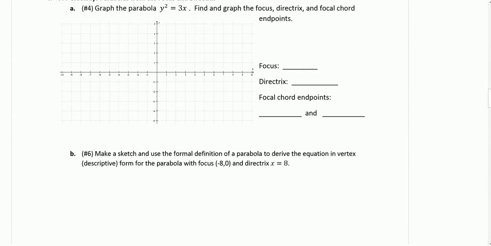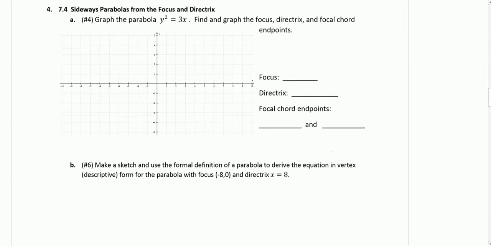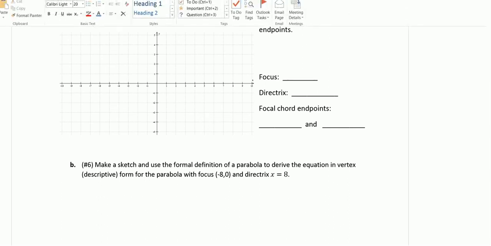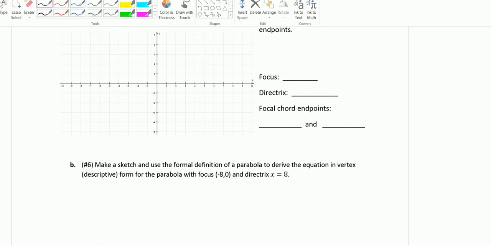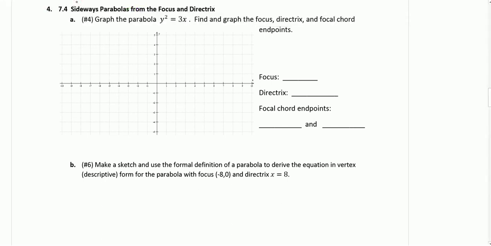Number 4. This is from 7.4, sideways parabolas from the focus and directrix. And this is taken from worksheet 4. And we're going to look at number 4 and number 6 from that worksheet. So number 4, or part A, says to graph the parabola y squared equals 3x and find the focus, directrix, and focal chord endpoints.